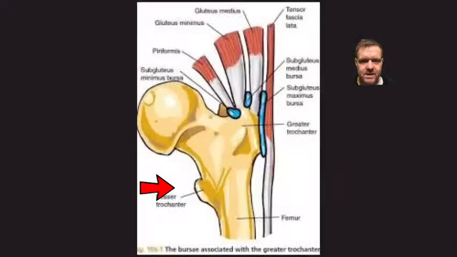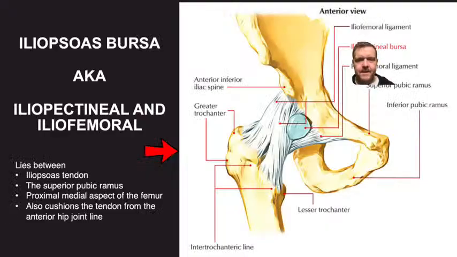It's not as simple as we often think. So this is a nice image. We've got a subgluteus maximus bursa there, then you've got your greater trochanter. Then we've got one that's underneath the glute medius, just there, and a piriformis one, just there. So there's loads of them all around the hip. Cool. Then we've also got some at the front of the hip as well.